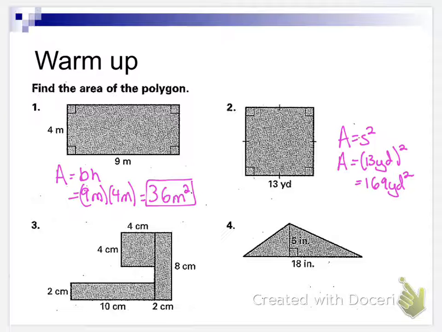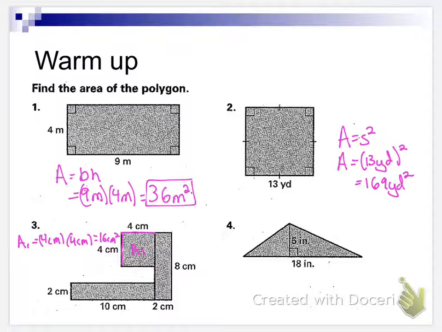Our next one here, this does look a little misleading. So this 4 goes to this portion here. So for area 1, it's a square, and we see area 1 is going to be 4 centimeters times 4 centimeters, which is going to be 16 centimeters squared.